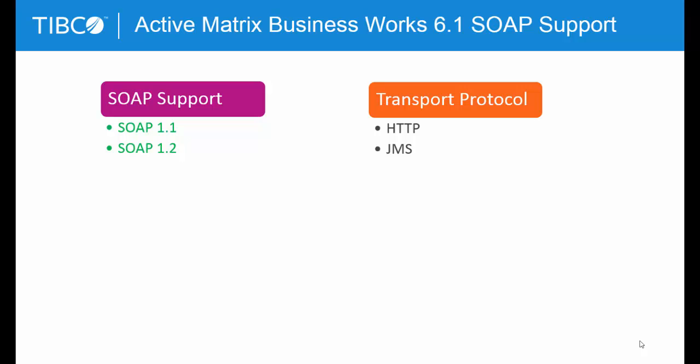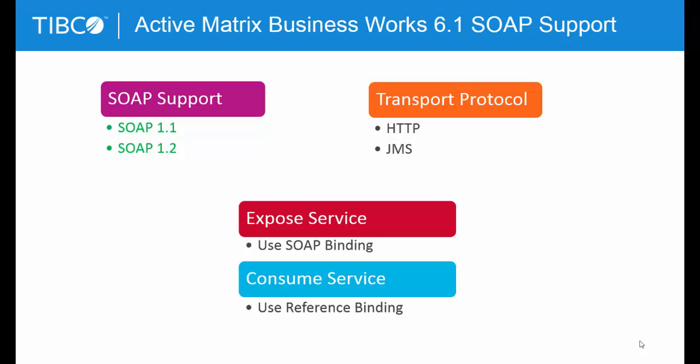Depending upon whether a service needs to be exposed or consumed, there are two types of SOAP binding, SOAP service binding and SOAP reference binding. The SOAP service binding allows users to expose a service through SOAP protocol. And the SOAP reference binding allows users to create a client that can consume a service using SOAP protocol.